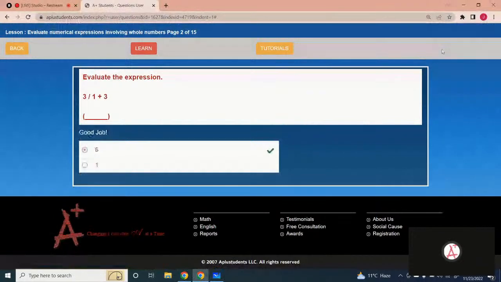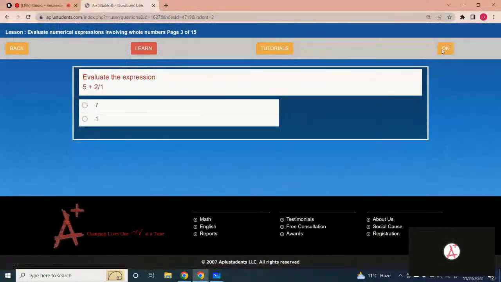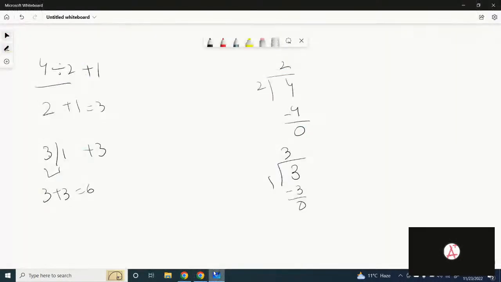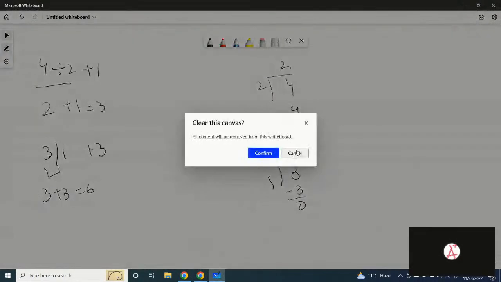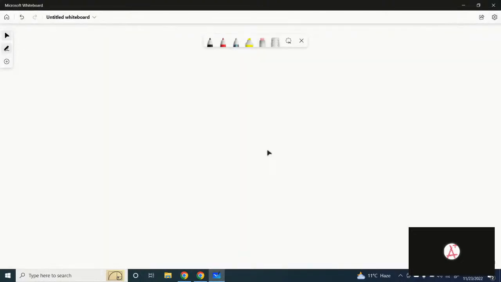Okay, let's just move on to the next question. So it would be 5 plus 2 divided by 1. So 2 divided by 1 is, first of all, you have to perform the division. Got it? 2 divided by 1 is 2 because 1 times 2 makes 2. So it would be 5 plus 2 equals 7. Got it? So it would be 7.